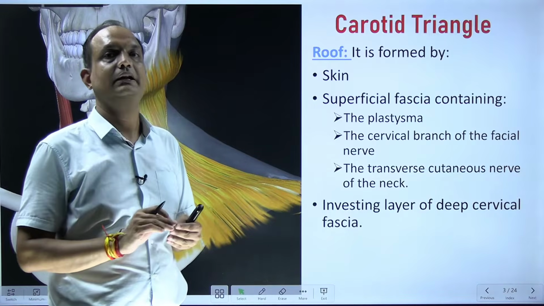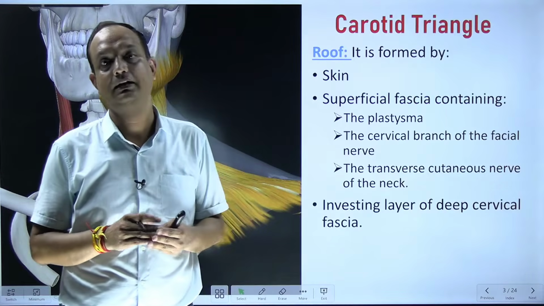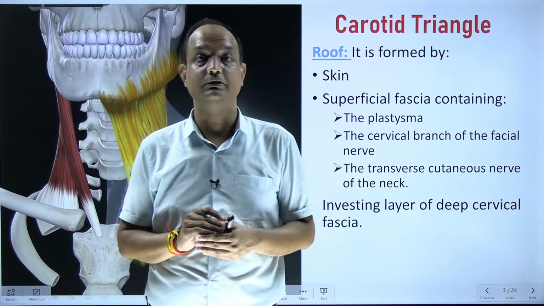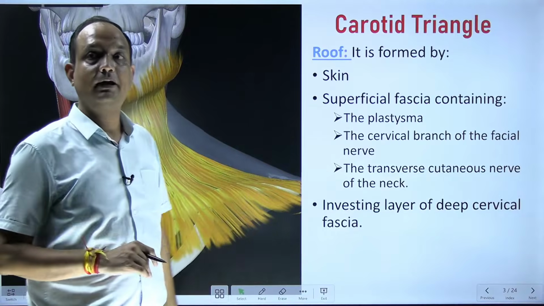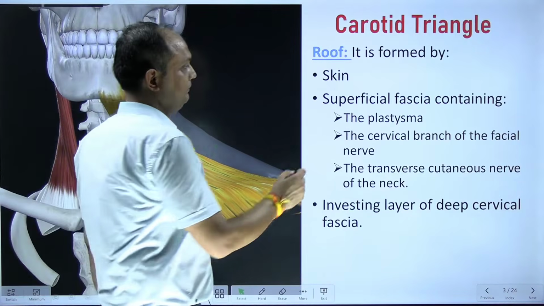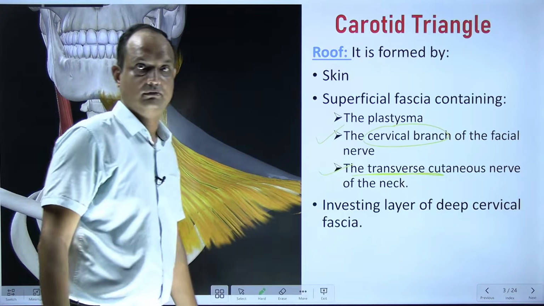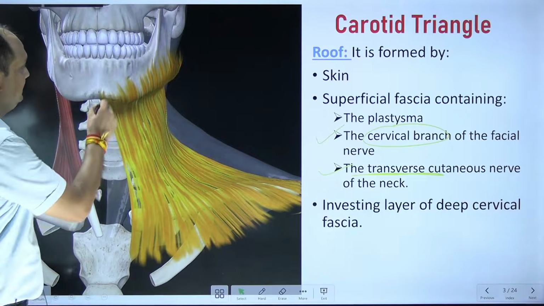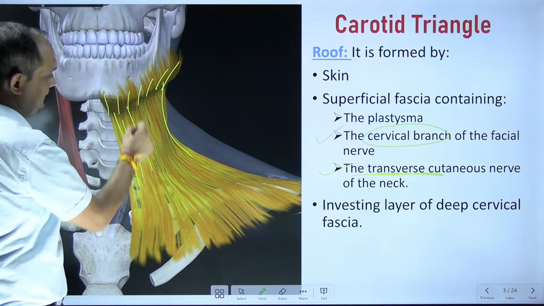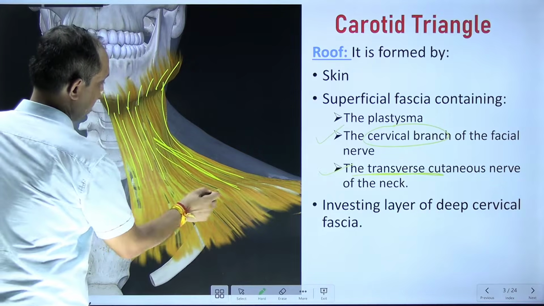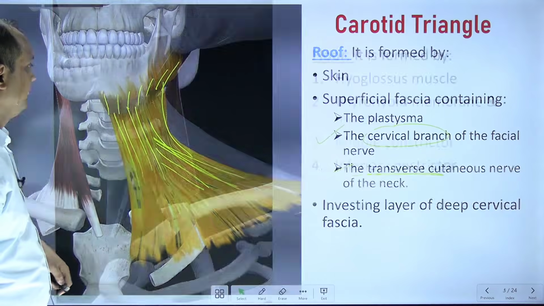Now, what are the structures formed in the roof of the carotid triangle? In my anterior triangle lecture, I already told you that the roof is formed by the skin, superficial fascia, platysma and deep fascia. And deep fascia here is known as the investing layer. These are the important things which you have to understand. Apart from the platysma, in the subcutaneous layer you will find some nerves like the cervical branch of the facial nerve and the transverse cutaneous nerve. In this image you can see that this is your platysma, a subcutaneous muscle, which lies just outside the deep fascia below the subcutaneous layer.